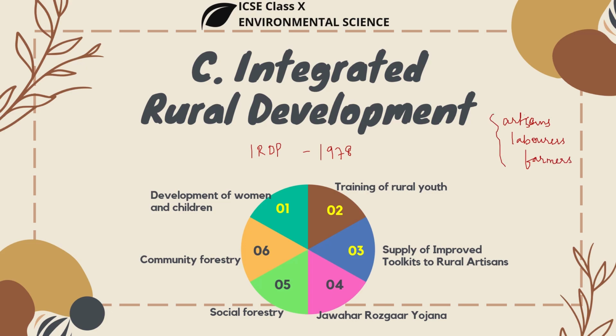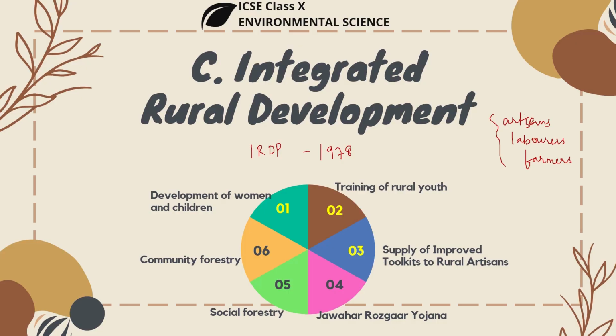So the target population needs to come up in life, their living standards have to be improved, their income generation capacity has to be improved. These are the main objectives of the Integrated Rural Development Program. So under this, we have different schemes that have been taken. I have just put up a few over here.